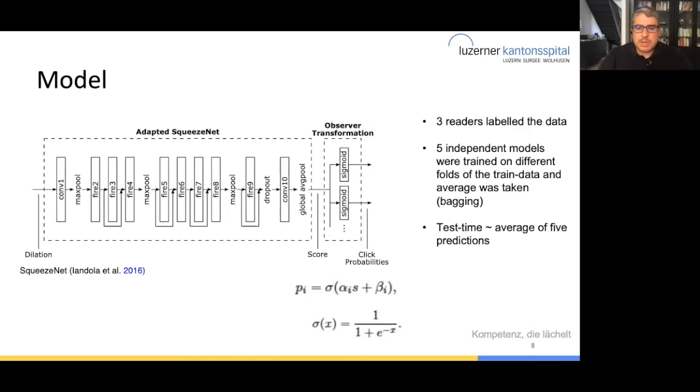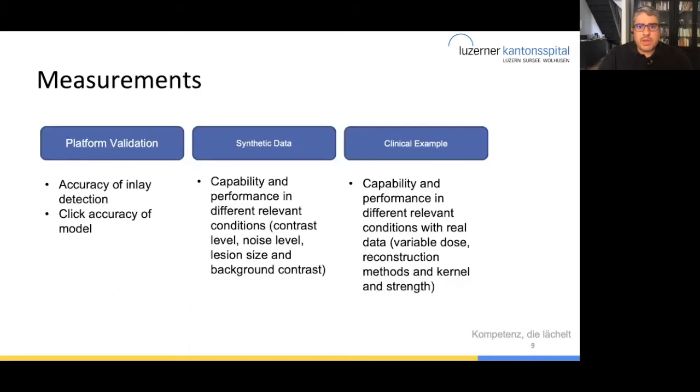And by that, I mean that we trained 5 independent models on different folds of the training data and averaged the predictions of all models on the test data. The first part of the validation consisted in assessing the accuracy of the inlay detection component of the platform, for all inlays and phantom combinations. The second part consisted in assessing the scoring accuracy of the model.